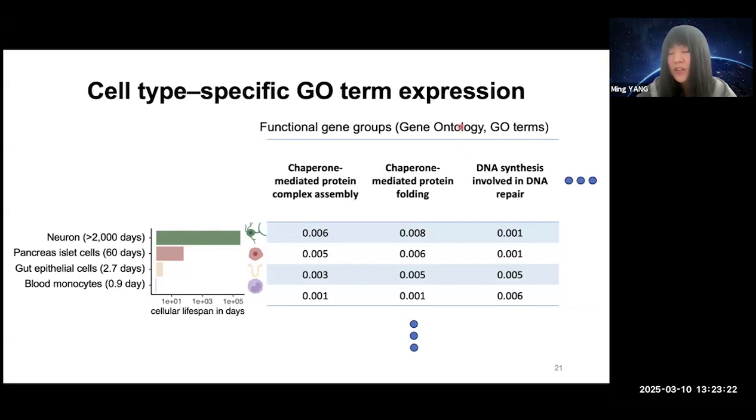So we use the GO terms from the Gene Ontology database, and we just calculate the gene expression variability for each GO term. Here shows several examples, and because it's single cell data, we can calculate this at the cell type level. So we calculate the gene expression variability for different cell types in these GO terms. And we also have the cell lifespan data, so we can address the question: what is the relationship between cell lifespan and these functional gene group activities?